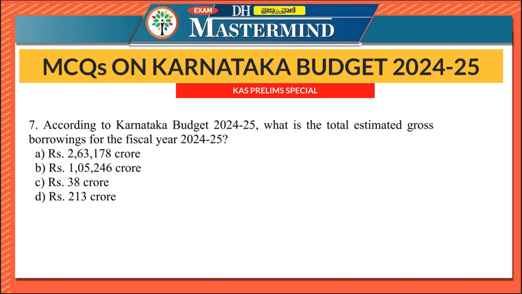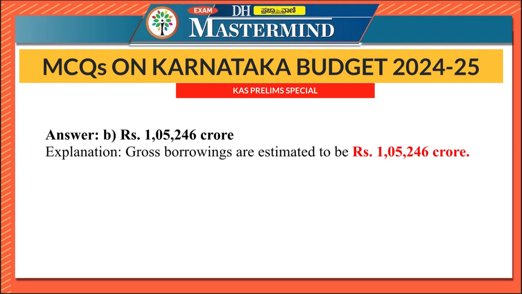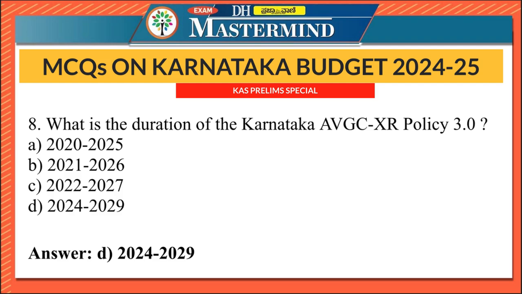According to Karnataka Budget 2024-25, what is the total estimated gross borrowings for the fiscal year 2024-25? Rupees 2,63,178 crore, rupees 1,05,246 crore, rupees 38 crore, rupees 213 crore. The right option is option B, rupees 1,05,246 crore. So, according to Karnataka Budget 2024-25, gross borrowings are estimated to be rupees 1,05,246 crore, and gross borrowings form a part of capital receipts. Please remember, capital receipts.